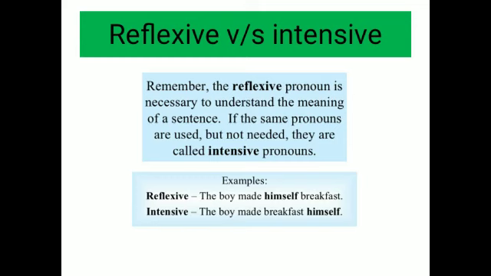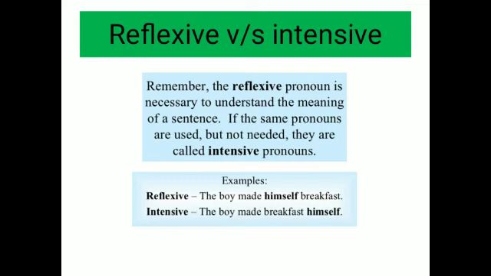For example, reflexive, when the same word is used as reflexive. Here, the boy made himself breakfast. Here this pronoun himself is quite essential. Why? Because here it is changing the meaning of the sentence. Here this word himself is showing for whom the boy made the breakfast. He made it for himself. It shows that the boy is the doer of the action as well as the receiver of the action.